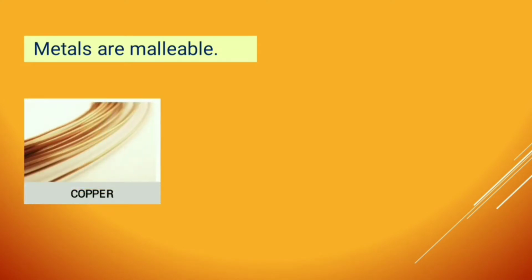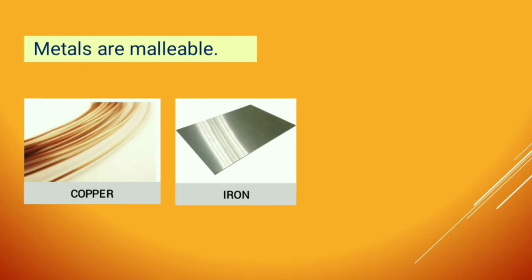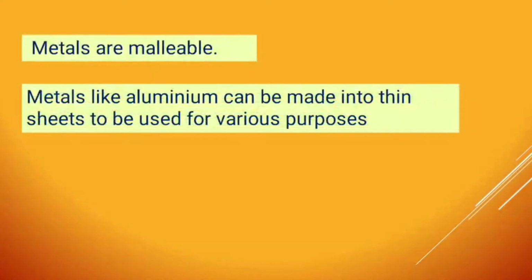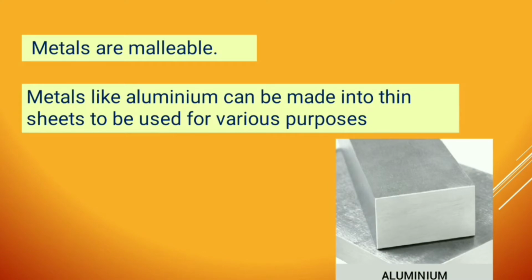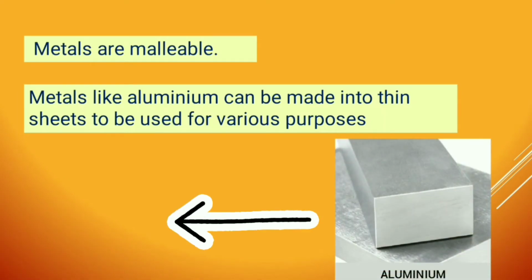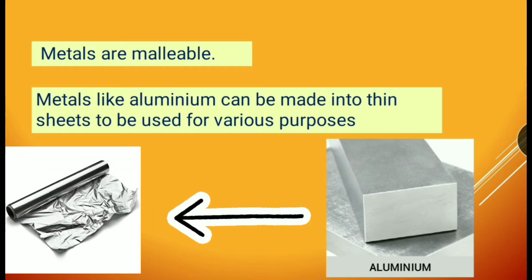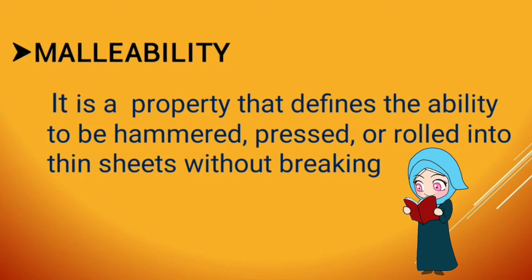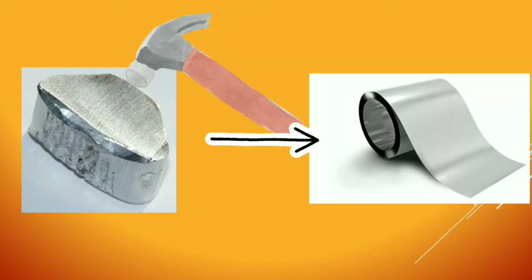This means that metals can be beaten into thin sheets with a hammer. If we take a piece of aluminium metal, place it on a block of iron and beat it with a hammer, we will find that the piece of aluminium metal turns into a thin aluminium sheet without breaking. And we say that aluminium metal is malleable or it shows malleability. So what is malleability? The property which allows the metals to be hammered into thin sheets is called malleability.